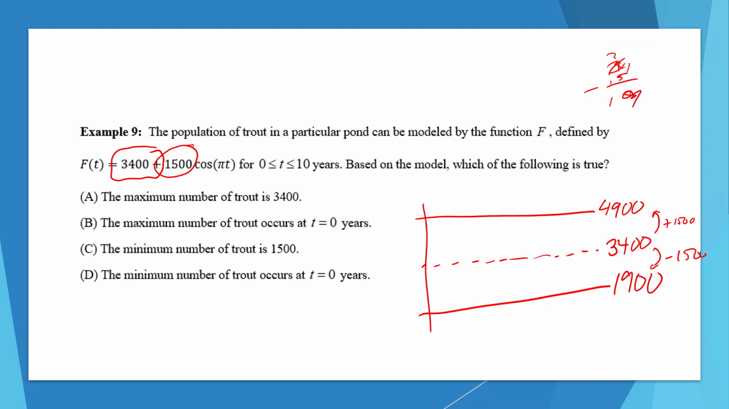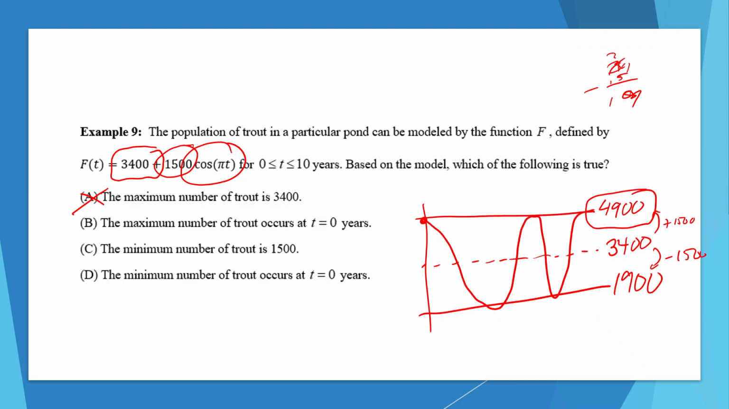Now let's take a look. We know it's a cosine graph, right? There's no phase shift, which means we're starting at the maximum and then going down, coming back up, and that's what it's going to look like. Based on the model, which of the following is true? A, the maximum occurs at 3,400 trout. That's not true. It occurs at 4,900.